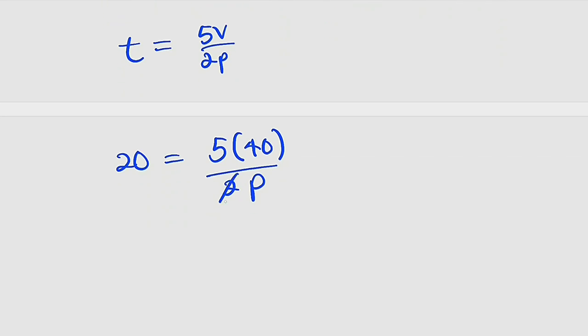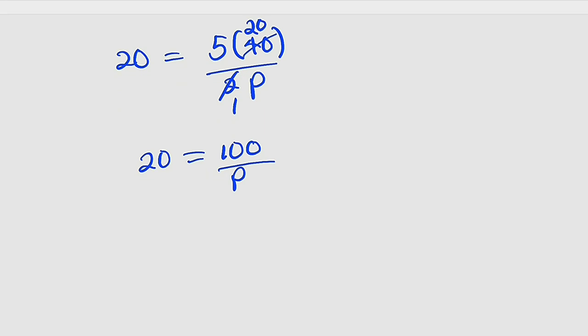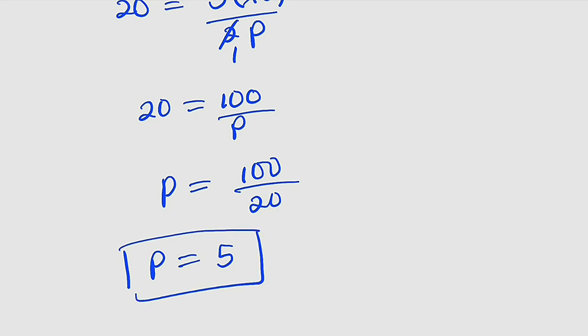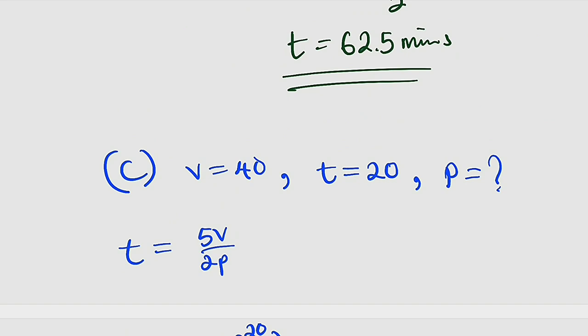All right, 2 can divide itself one time, and it can divide 40 exactly 20 times. So we have 20 equal to 5 times 20, 5 times 20 is 100, divided by P. Just switch 20 and P. P is equal to 100 divided by 20, and 100 divided by 20 is equal to 5. So P is equal to 5, which means that it requires 5 pumps to fuel 40 vehicles in 20 minutes.